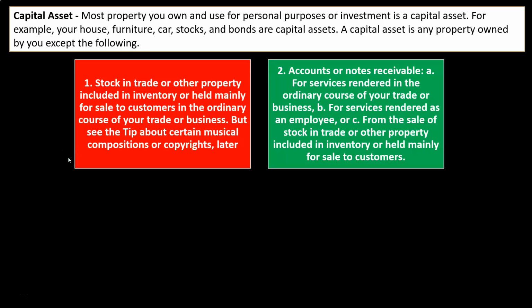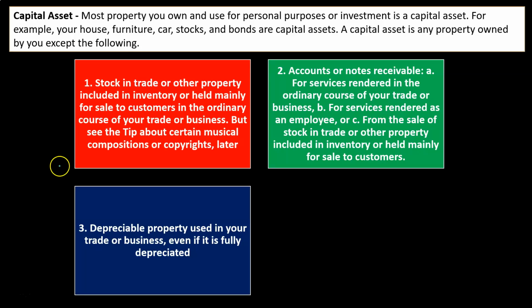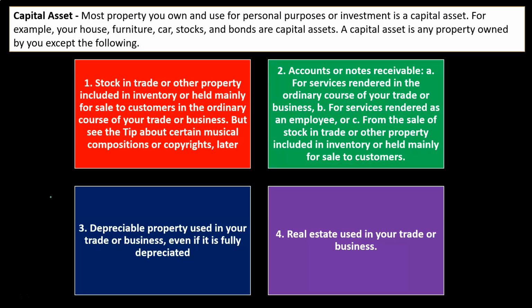Two, accounts or notes receivable: A, for services rendered in the ordinary course of business, or B, for services rendered as an employee or from the sale of stock in trade or other property included in inventory or held mainly for sale to customers. So typically, accounts receivable would not be a capital asset. Three, depreciable property used in your trade or business, even if it is fully depreciated. You could have the same property, but if it's business property, there could be different rules. Four, real estate used in your trade or business.